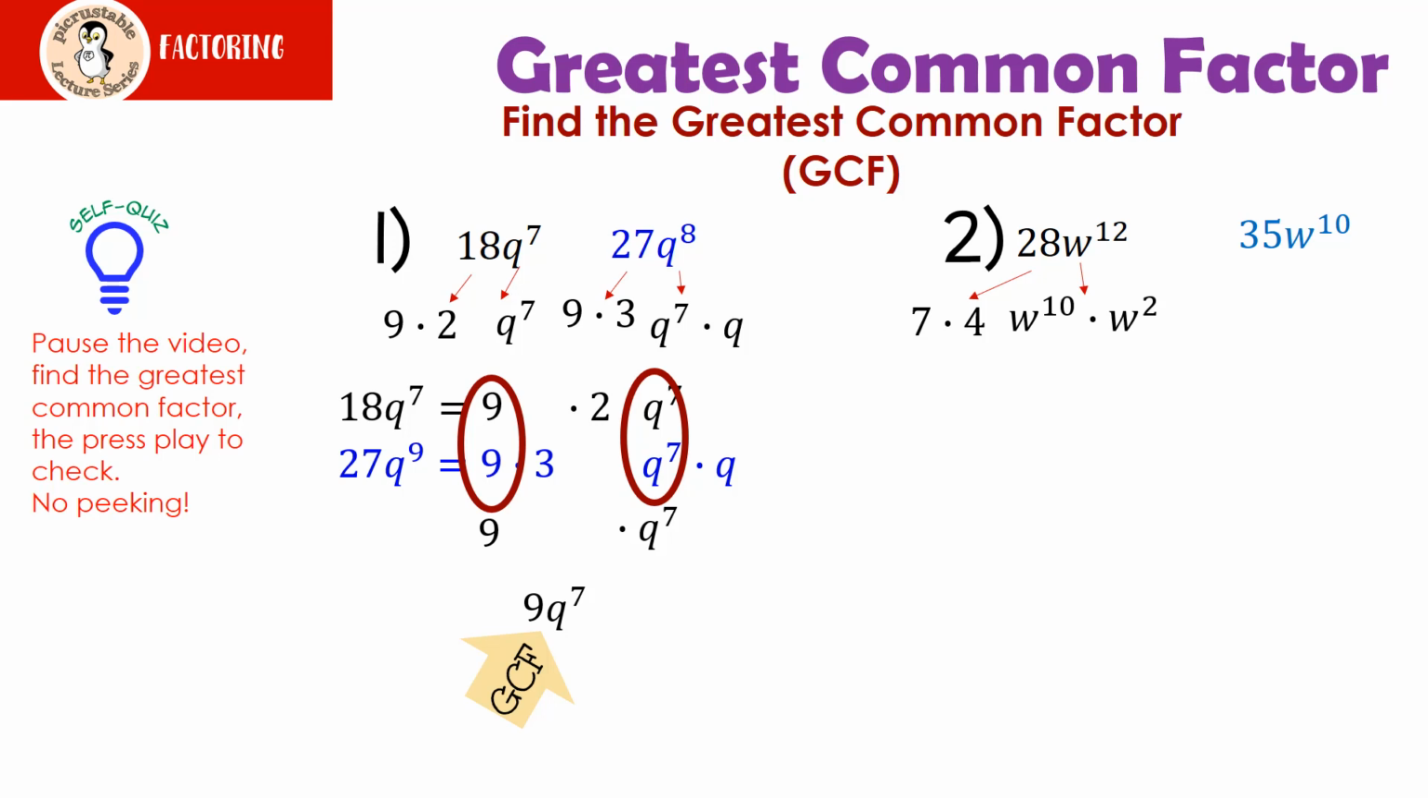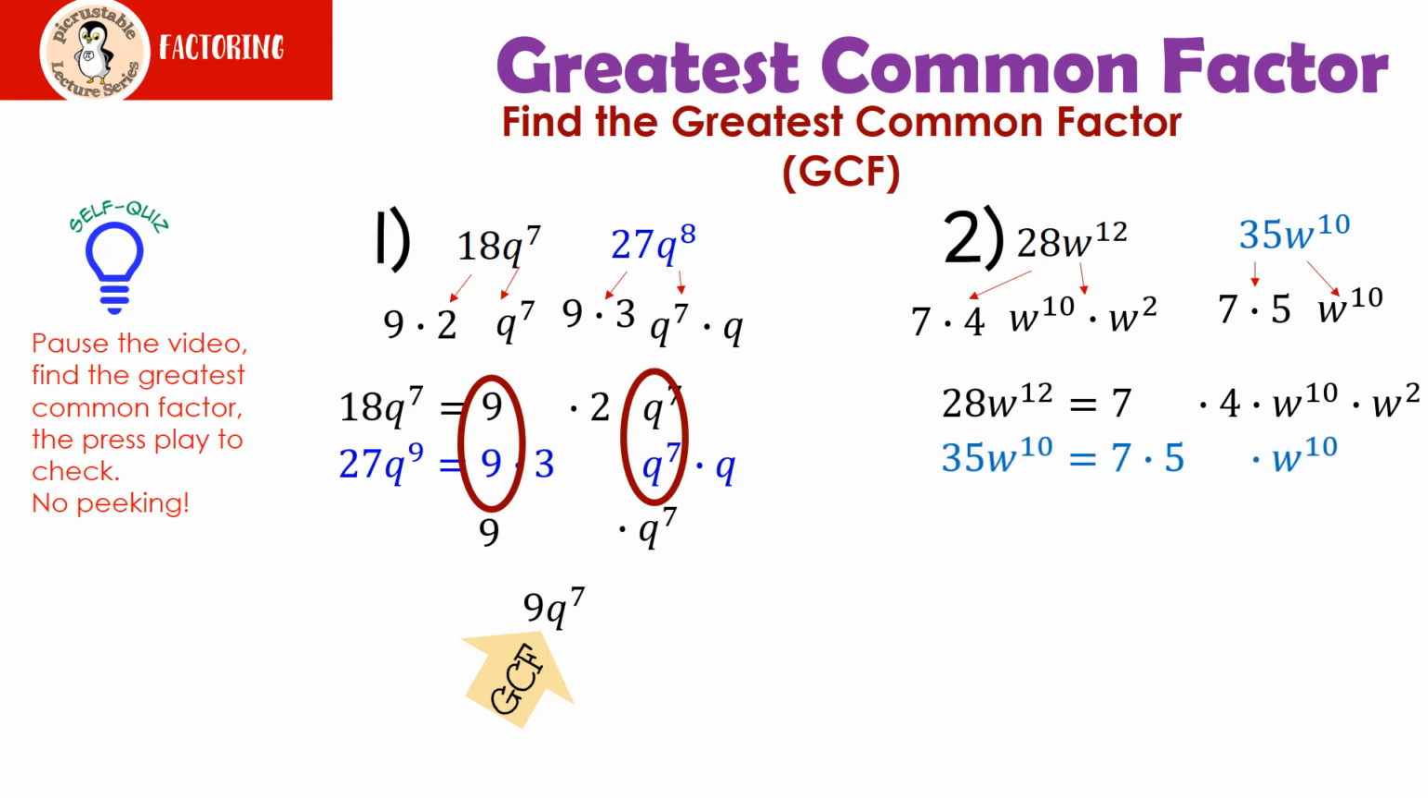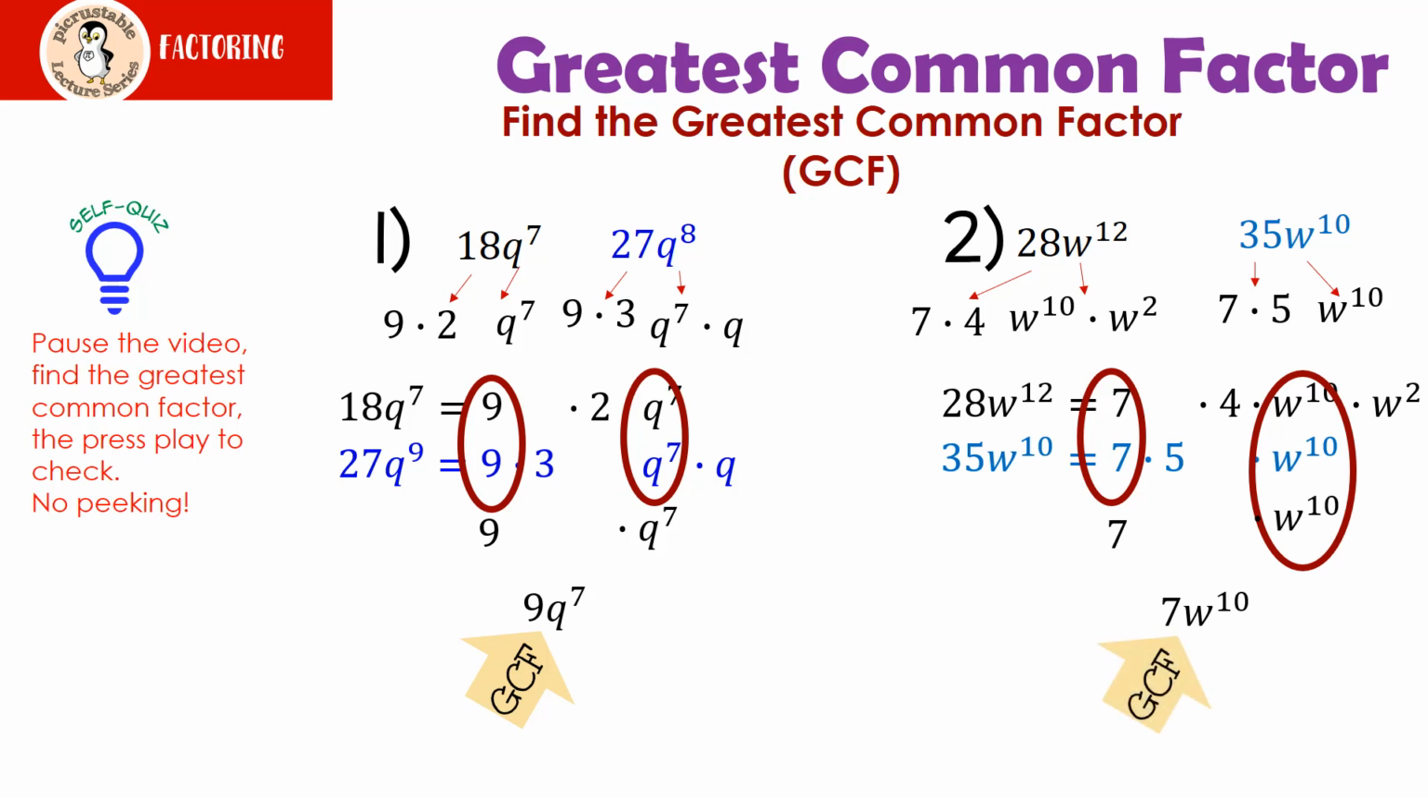And then I'm going to say w to the 10th times w to the 2nd, because 10 plus 2 is 12. And I'm going to write it out. Okay, I chose 7 times 4 because I know 7 goes into 35. 7 times 5 is 35. Since w to the 10th is the smallest exponent, I'm going to leave it alone. So let's write that out. I'm going to circle my common factors. Great. And guess what? 7w to the 10th is my greatest common factor.